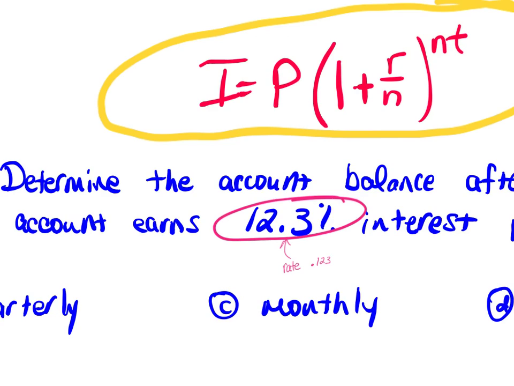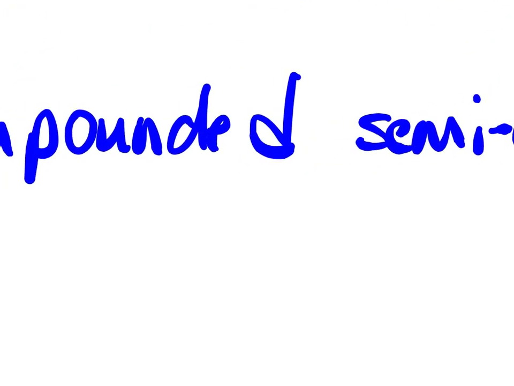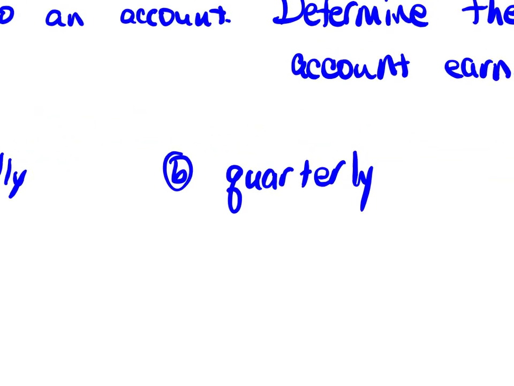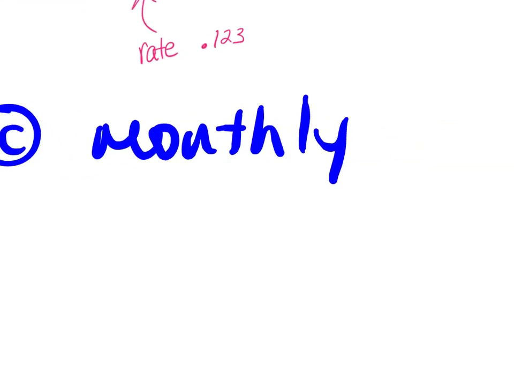Those things are all constant. Those are not going to change. The thing that's going to change is when they say that something is compounded semi-annually. That's my N. What does semi-annually mean? How many times a year? 2. In this case, quarterly. How many times a year is quarterly? Good. In this case, monthly. What's monthly? 12.